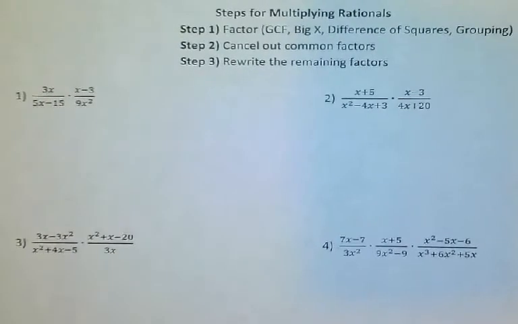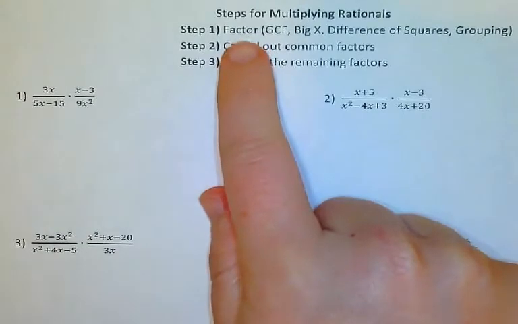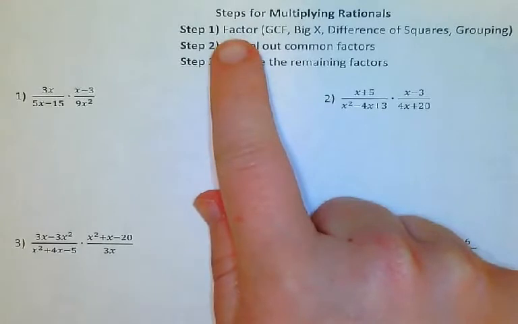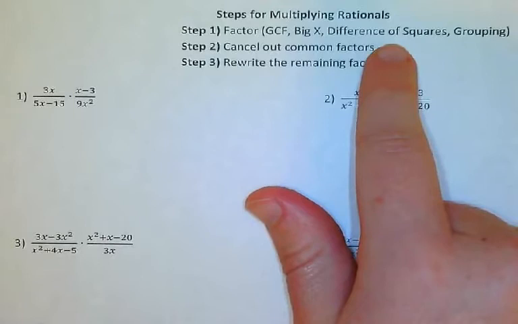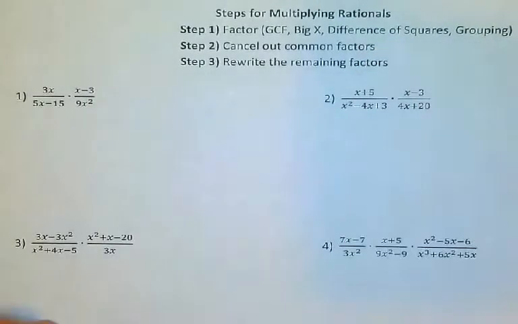A couple weeks ago, we reviewed factoring. And today, what we're going to be doing is reviewing multiplying and dividing rational expressions. The steps when we multiply and divide: the very first thing we always look for is we factor. We see if we can break down any part of our fraction using a GCF, the big X, difference of squares if you see a perfect square, or grouping if it's a big polynomial of 4 or more terms.